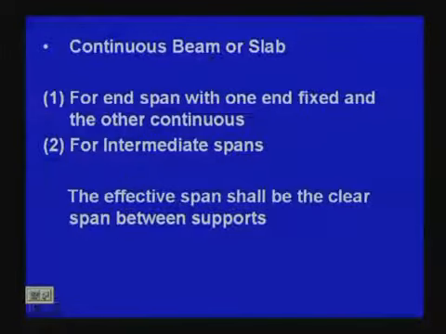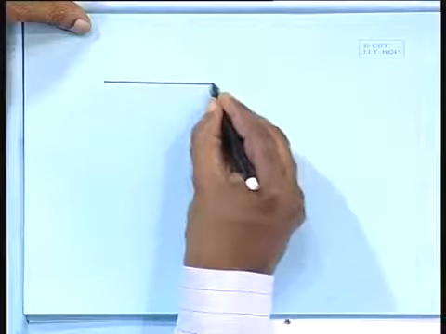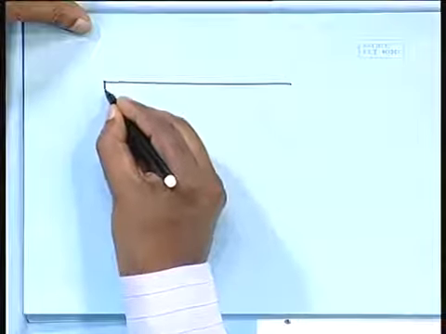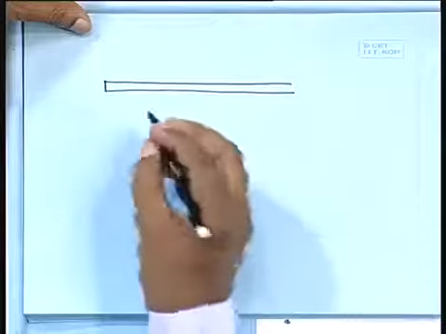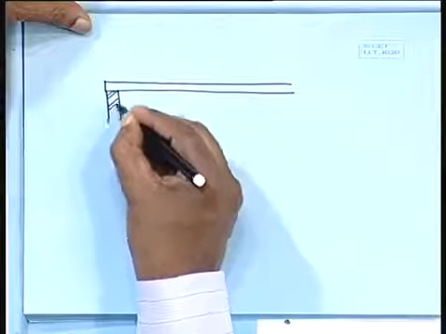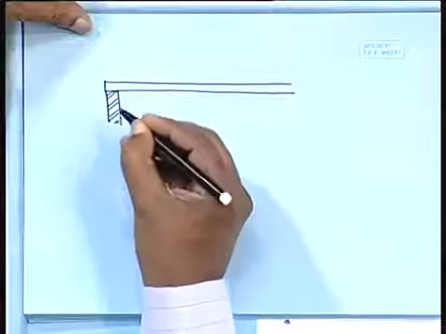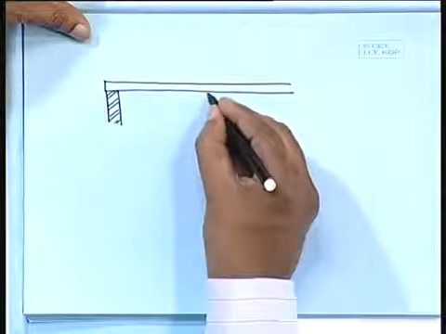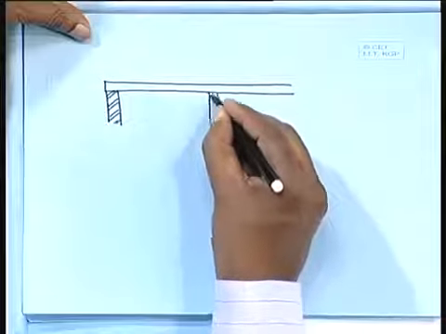For a continuous beam, if it is the other way, for an end span with one end fixed and the other continuous. What is continuous? We can start in this way, that means the slab, we are specifying the slab or beam, whatever we specify. If we take it as, say, simply supported, it can move like this.